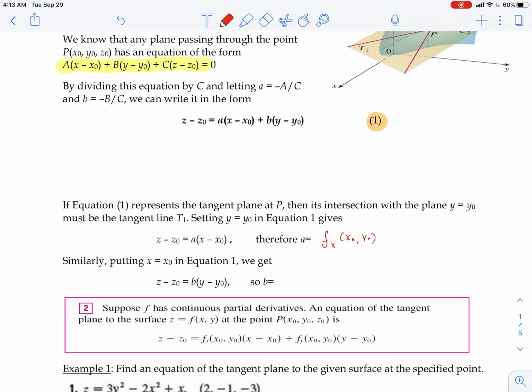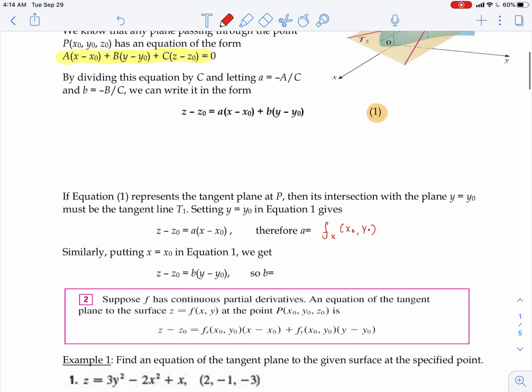And the reason why the y goes away is because our y is always going to be that initial point, because we're going in the direction of x and that y is not changing. Similarly, if we make x equal x sub 0, so if we take the partial derivative with respect to y, then our b value is just going to be the partial derivative of our function with respect to y, where we're going to have x sub 0, y sub 0 for our initial point.